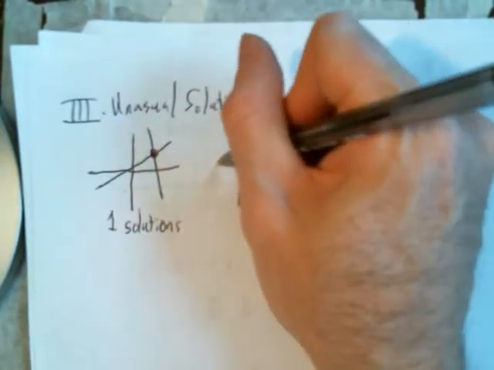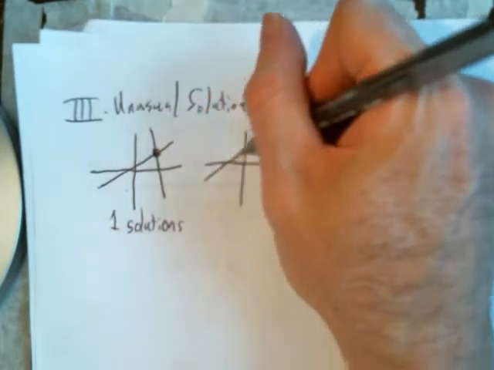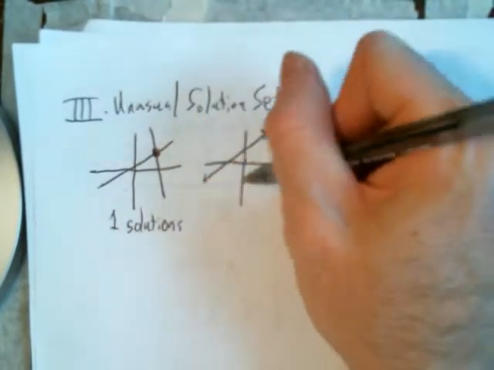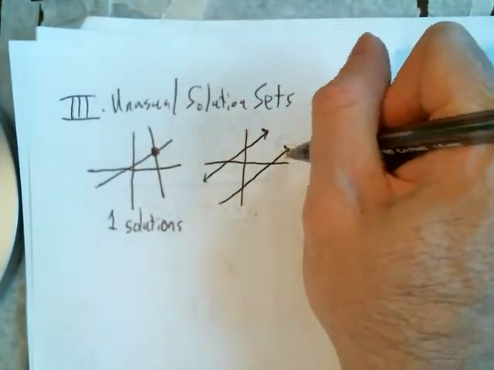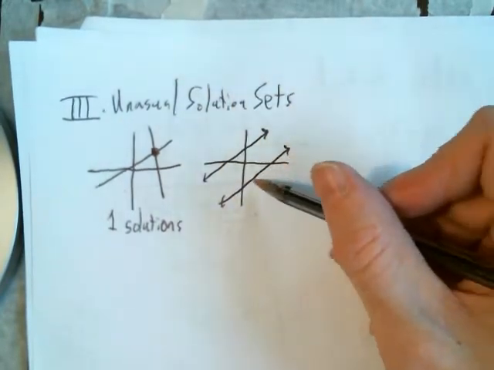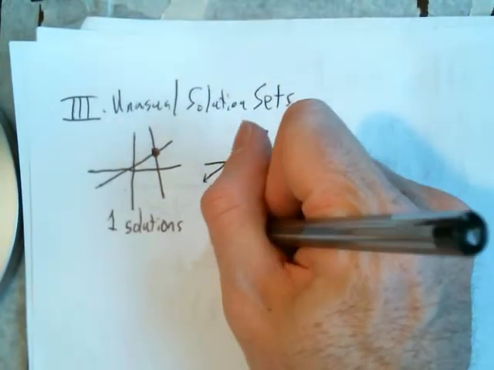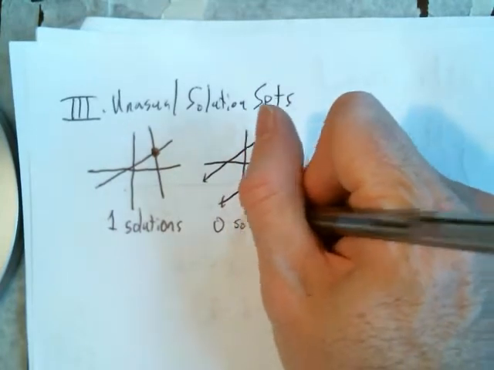There's 2 other cases, though. There can be these cases when your system is comprised of 2 parallel lines. You have 2 parallel lines, they'll never hit each other, so you will have no solutions, 0 solutions.